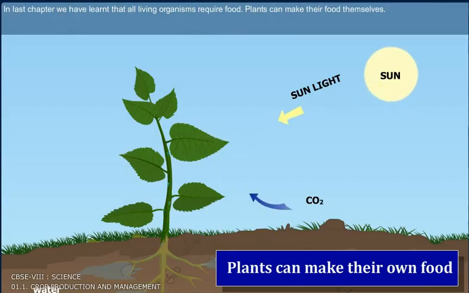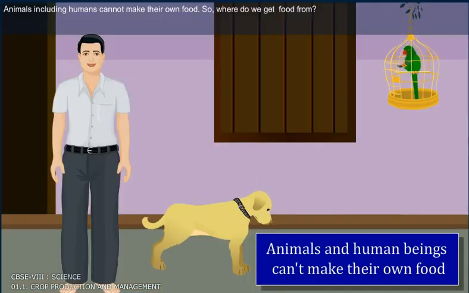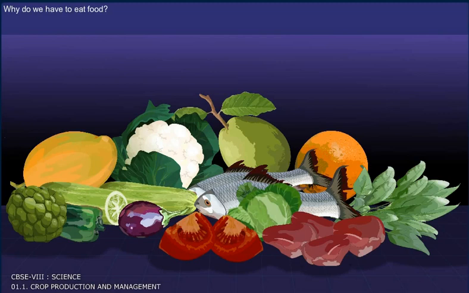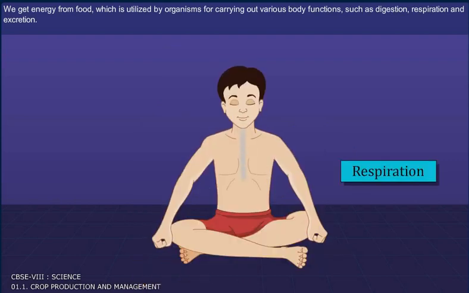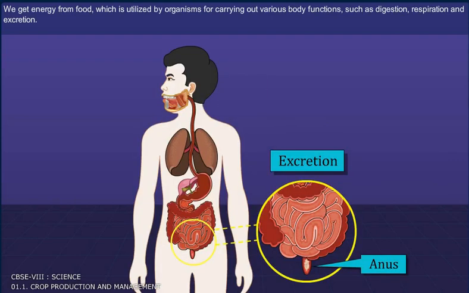In last chapter, we have learned that all living organisms require food. Plants can make their food themselves. Animals, including humans, cannot make their own food. So where do we get food from? Why do we have to eat food? We get energy from food, which is utilized by organisms for carrying out various body functions such as digestion, respiration, and excretion.